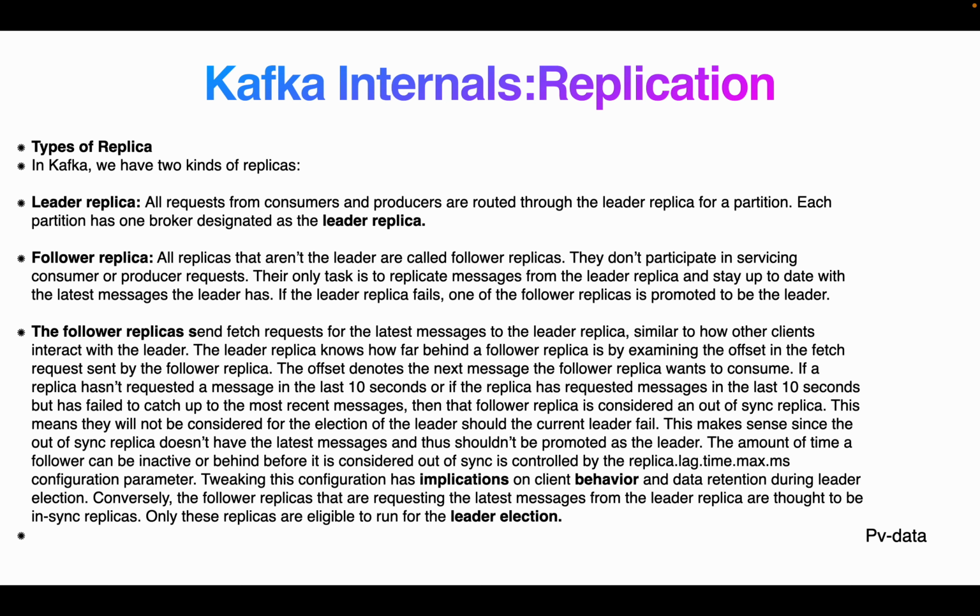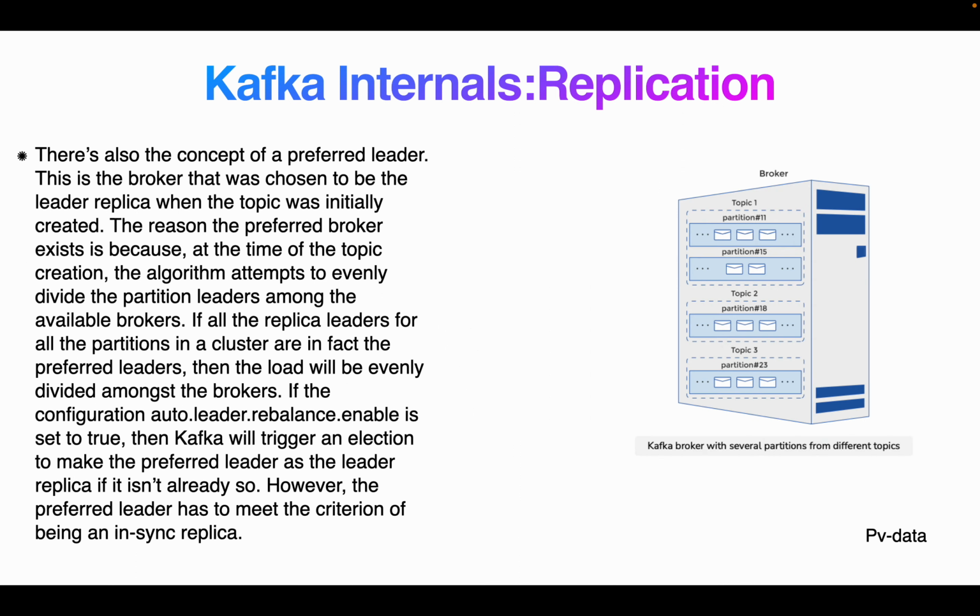The amount of time a follower can be inactive or behind before it is considered out of sync is configurable. So this is the broker, topic, and partition: a Kafka broker with several partitions from different topics. There is also the concept of preferred leaders. This is the broker that was chosen to be the leader replica when the topic was initially created. The reason a preferred broker exists is that at the time of topic creation, the algorithm attempts to evenly divide the partition leaders among the available brokers.